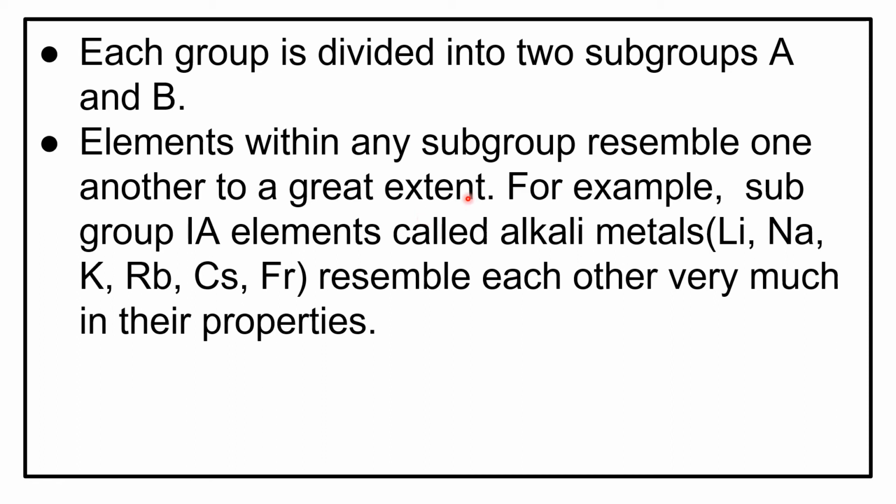For example, subgroup 1A elements, called alkali metals, resemble each other very much in their properties. So the elements present in the first A group, that is lithium, sodium, potassium, rubidium, cesium and francium, all resemble each other to a large extent in their properties.